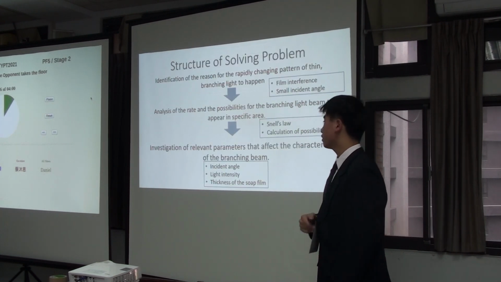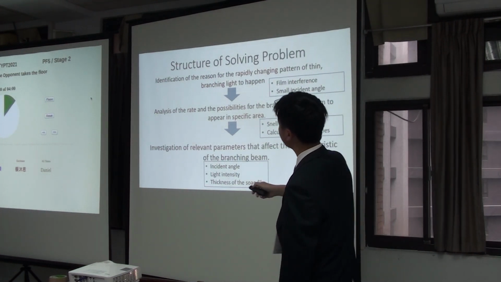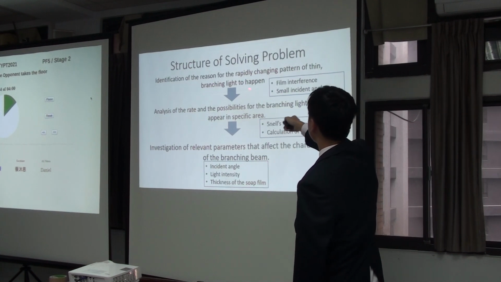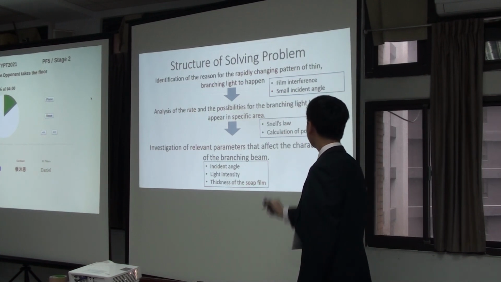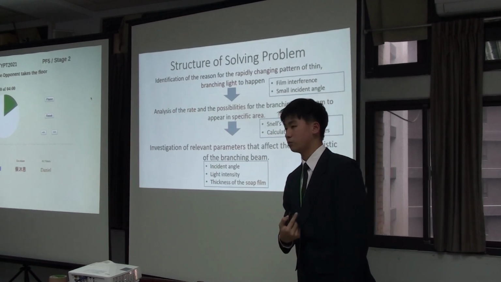Since it is a very complex question, the opponent made a structure for solving this problem. First, we have to identify the reason for the rapidly changing pattern of thin, branching light tracks to happen, including the film interference and the small incident angle, which is mentioned in the problem statement.